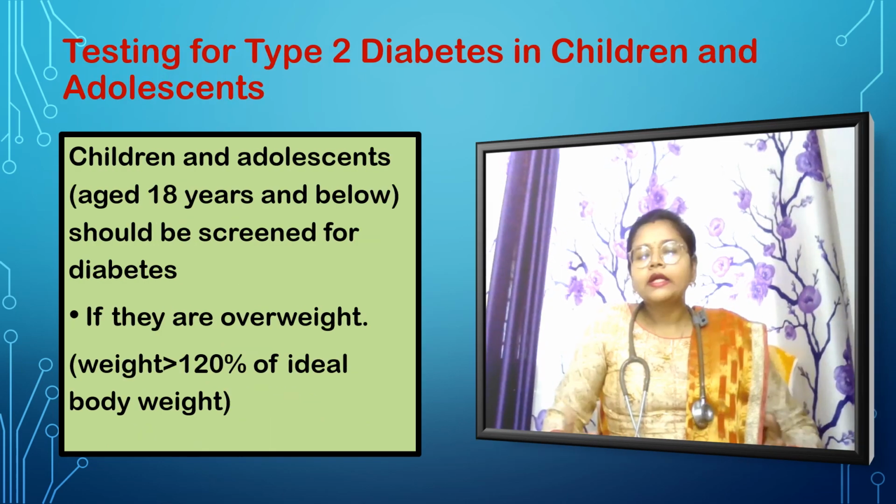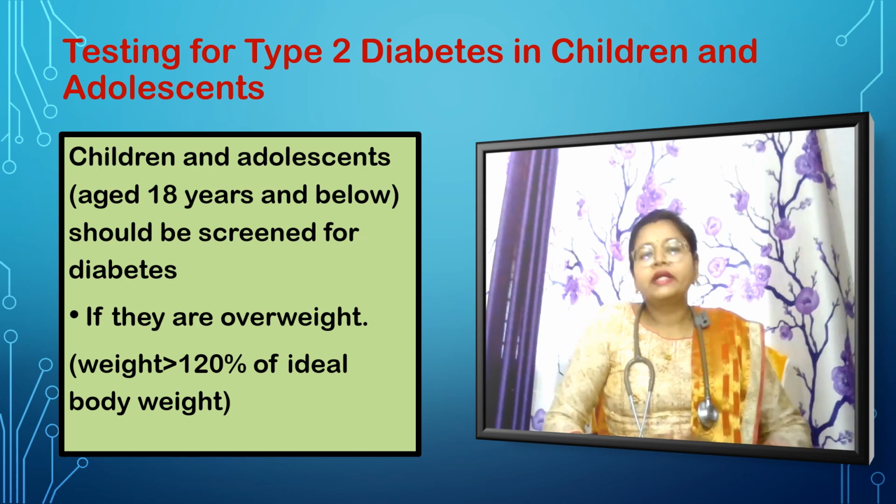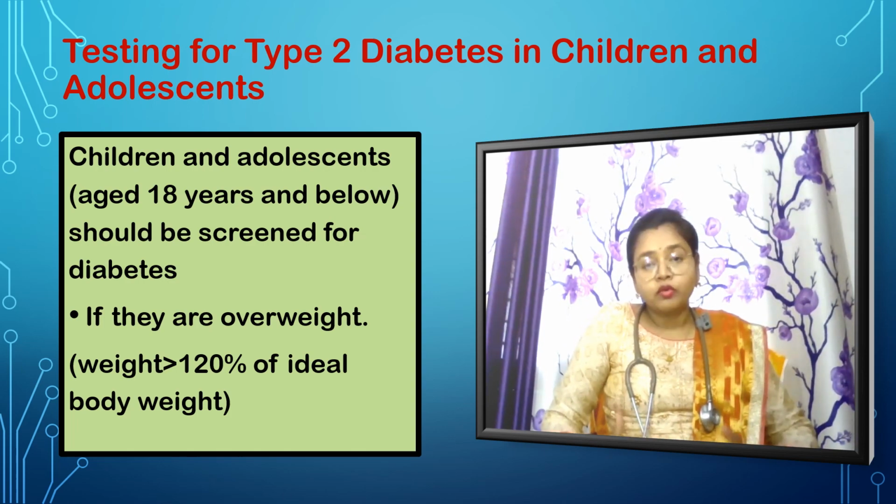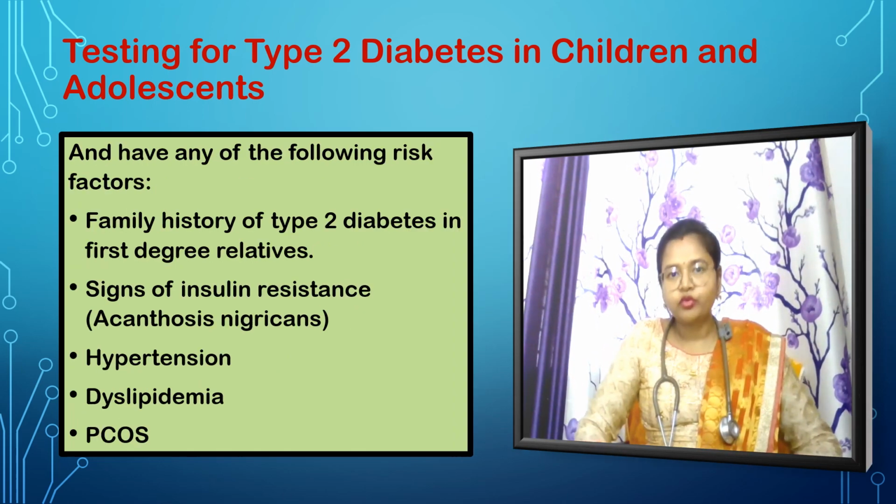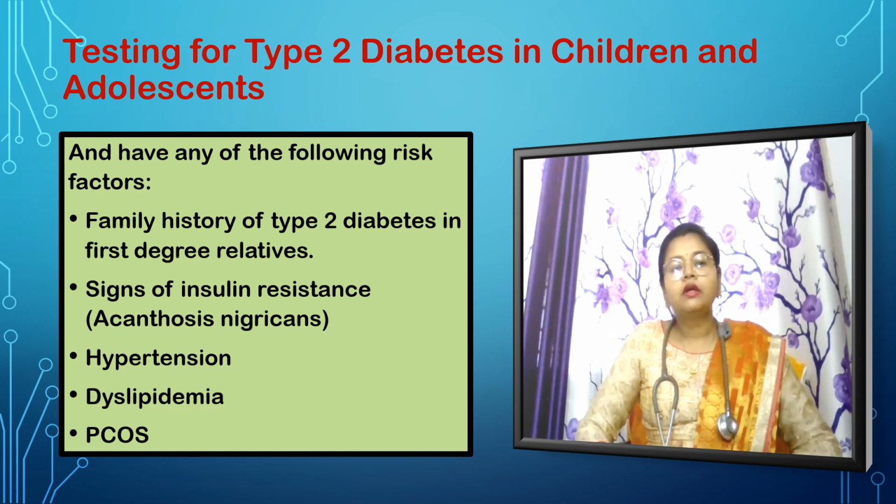not smoke. Children and adolescents should also get screened if they are overweight, have family history of type 2 diabetes mellitus, signs of insulin resistance, dyslipidemia, hypertension, and PCOS.